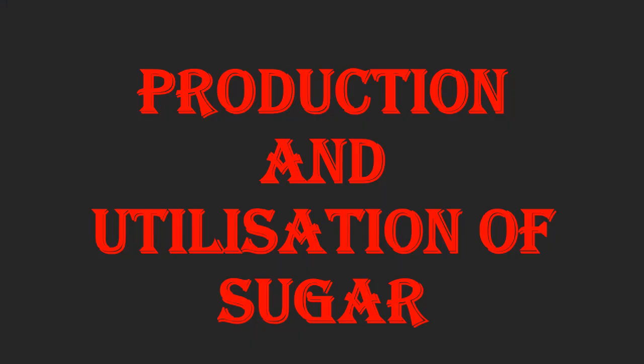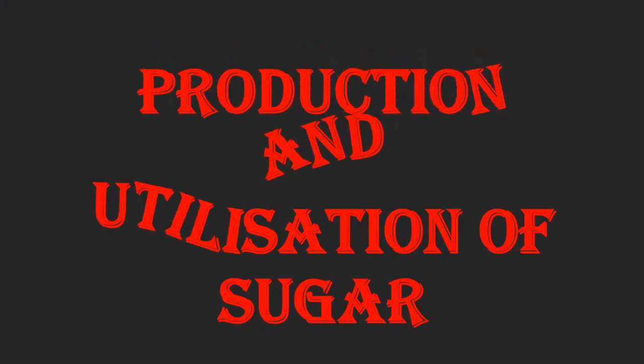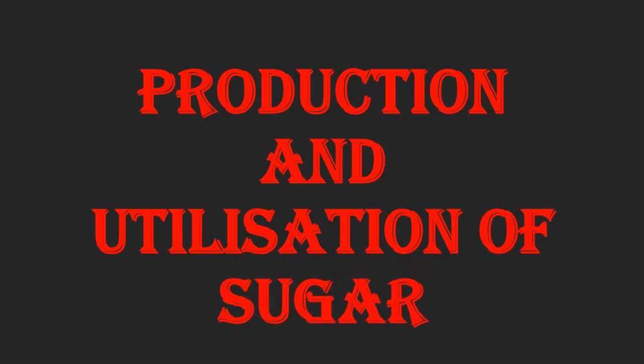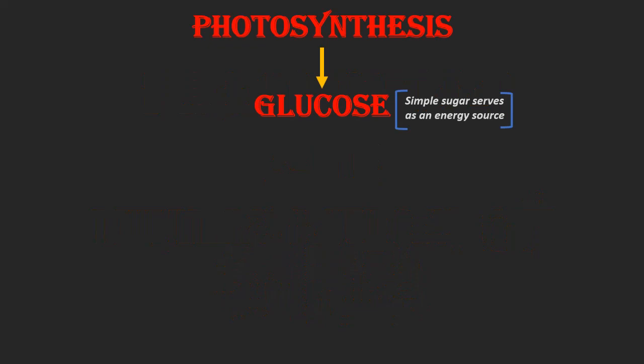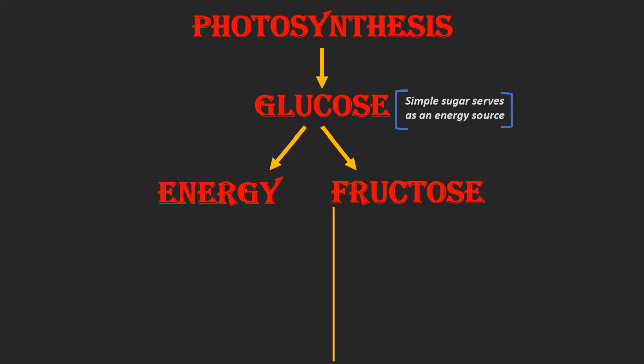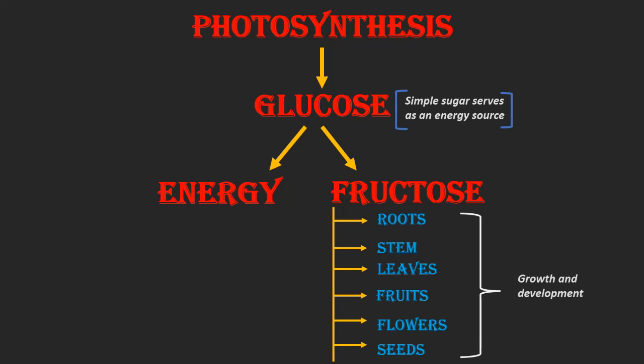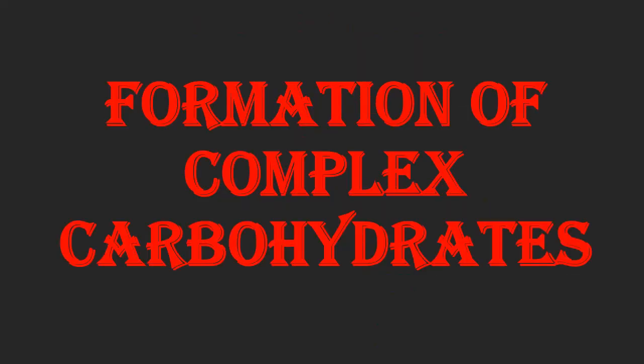Production and utilization of sugars. The glucose produced during photosynthesis is a simple sugar that serves as an energy source for the plant. This glucose can be used immediately for energy or converted into other sugars like fructose. These sugars are transported to various parts of the plant, including roots, stems, leaves, fruits, flowers, and seeds, where they are used for growth and development.